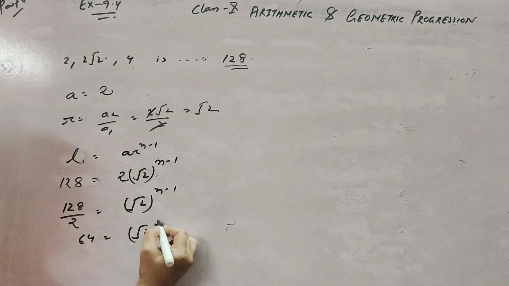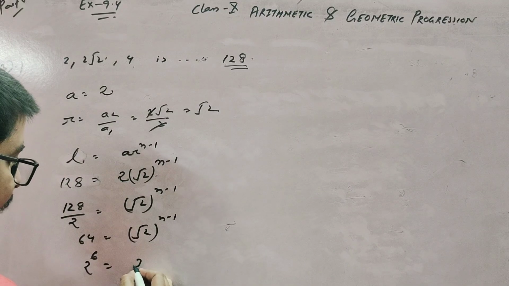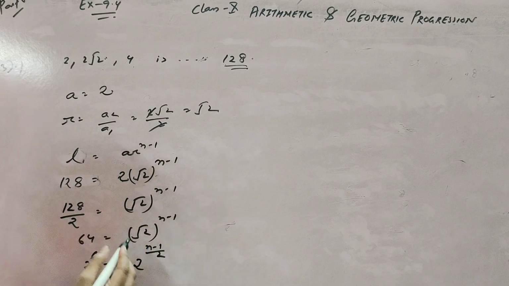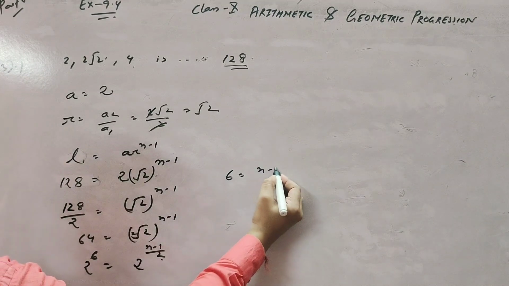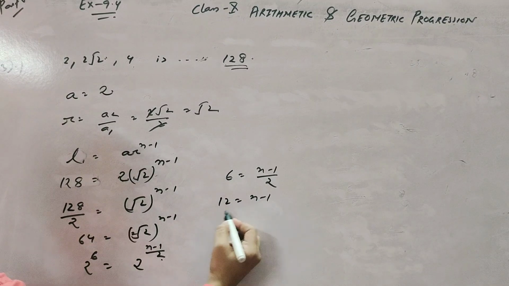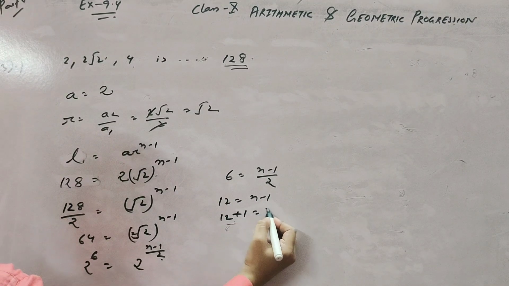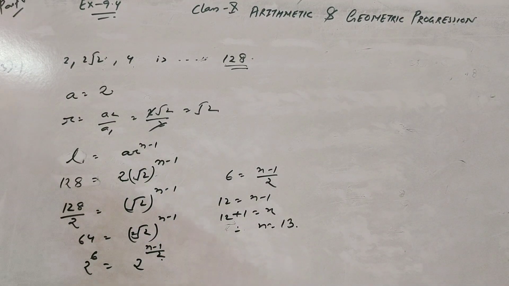64 equals root 2 to the power n minus 1. 64 means 2 to the power 6: 2, 4, 8, 16, 32, yes, 64. We know the indices rule, n minus 1 power of root 2, when the square root opens, the power 2 comes in the denominator. So the 2 cancels and we have 6 equals n minus 1 by 2, so 2 into 6, that is 12 equals n minus 1. So 12 plus 1 equals n, therefore n equals 13. Okay, note.